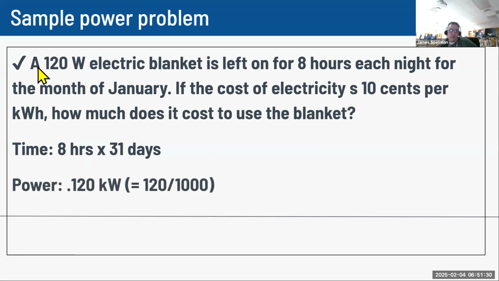Power is going to be not 120, but 0.120 because we're going to do it in kilowatts. And then our rate is 0.10. That's going to tell us how much it's going to cost per kilowatt hour. So we do all that multiplication together, and that should give us the overall cost of that.